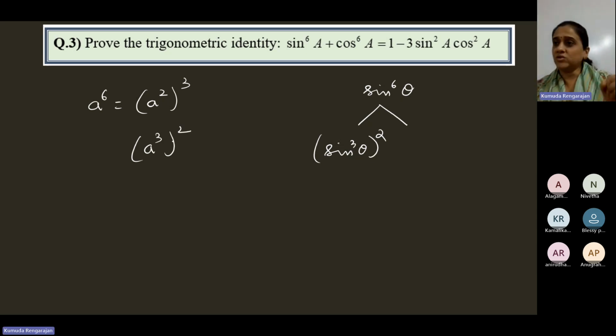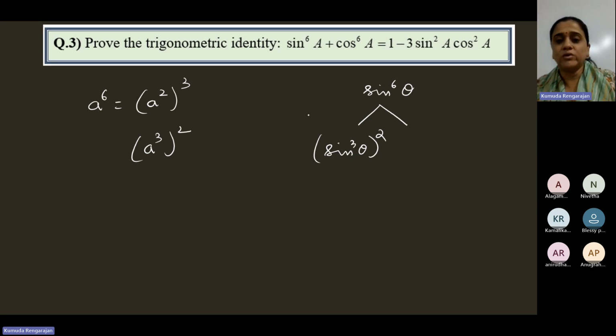When the base is raised to many powers, what should you do? Multiply the powers. When the base is raised to many powers, multiply all the powers. So a is raised to 2, the whole power 3. So multiply the powers. 2 3s are 6. So you can write it as a square the whole cubed or a cubed the whole square.